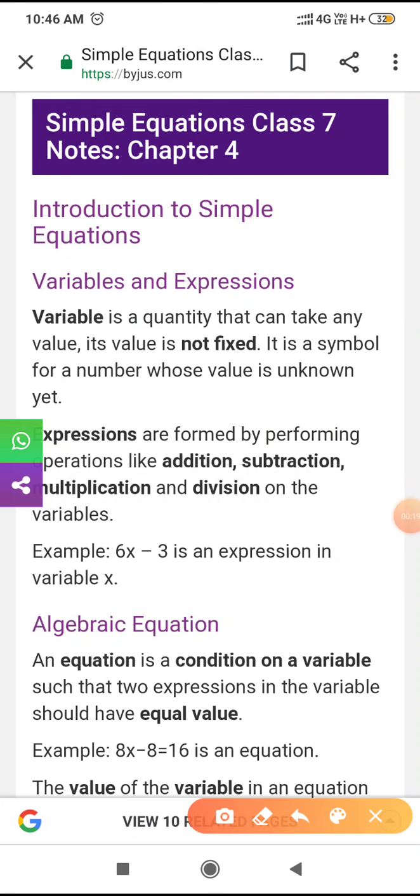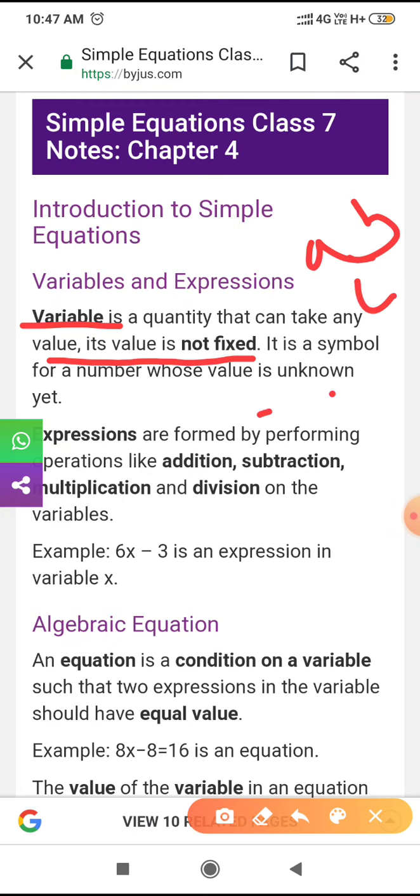So first term with us is variable. Now what is variable? Variable is a quantity that can take any value. Its value is not fixed. In mathematics you use symbols for variable like a, b, c up to z. So these are symbols for a number whose value is unknown.